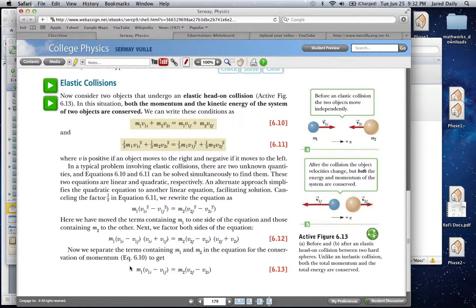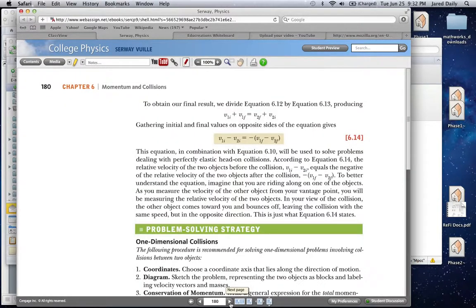And then they're going to simplify down and they're going to get this equation 6.13 at the bottom of the page. And then they make it even simpler by assuming that the masses of each of the objects are the same. So it's like two billiard balls, right? And when you assume the masses are the same, then you get equation 6.14, which is even simpler because it doesn't include any masses. They all cancel out.